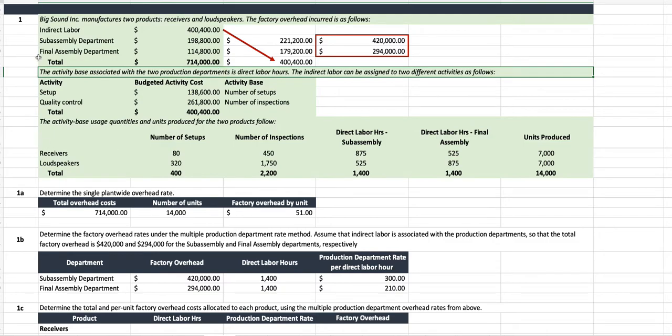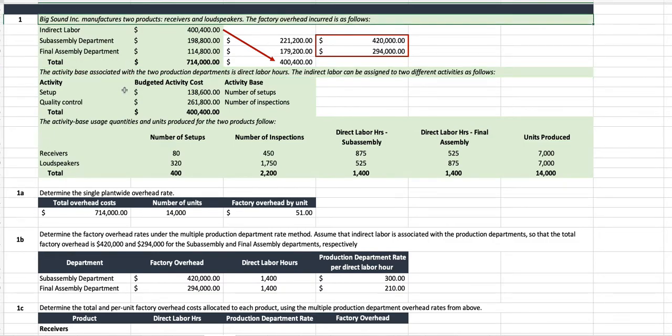In our problem set today, we're going to follow a company called Big Sound. They manufacture two products, receivers and loudspeakers. What you can see here are the factory overhead rates. And again, you're going to see this 714,000 popping up multiple times. We're going to skip this piece right here. We'll come back to it in just a small bit.